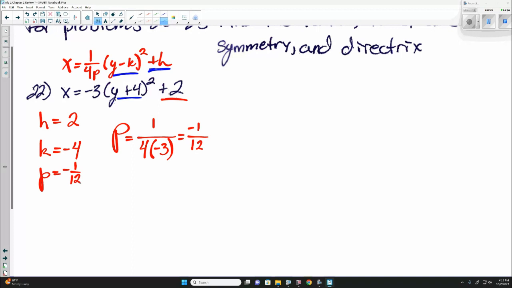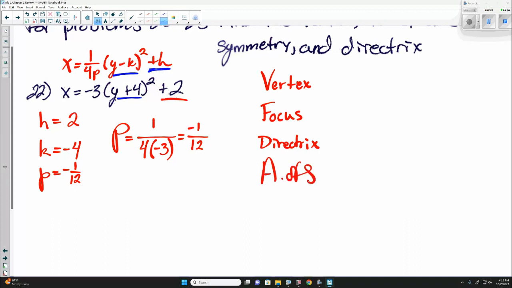And we're just using these equations here. Now to find the vertex, focus, directrix, and axis of symmetry. Vertex is still our point h, comma, k. Our h value is 2. Our k value is -4.